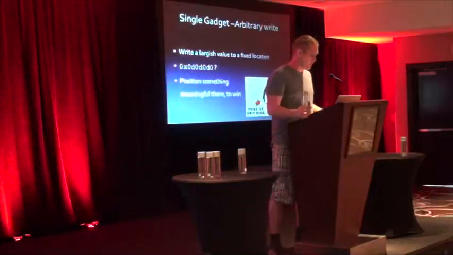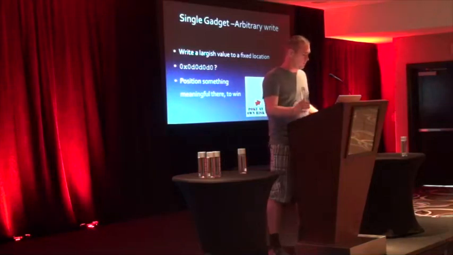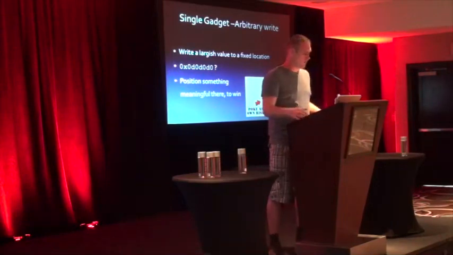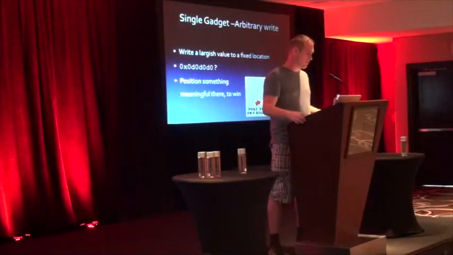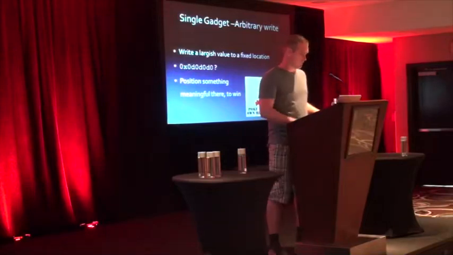And then the other kind of easy way, if you can't control the return from whatever method was called, you can instead just find a gadget to write a fairly large value to a fixed location in memory. And so that way, if you can spray or whatever and control that address in memory, so for 0D0D0D0D, for example, if you can position something meaningful there and then just write a large value, then you can move forward with that construct.